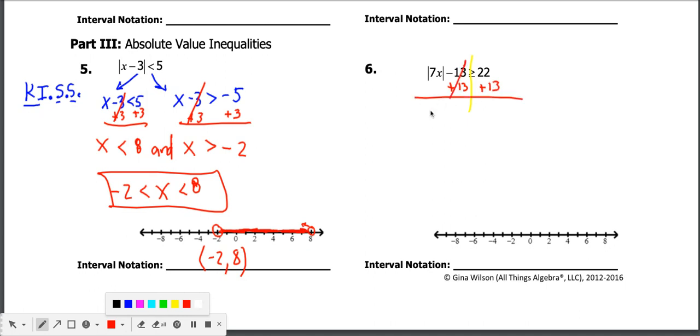Okay, these cross out, so I have absolute value of 7x. Keep your absolute value right now. We're not splitting it quite yet. And you're going to say greater than or equal to 13 plus 22. You're going to take those two right there and add them together, and you get 35. And so right here, we're going to go 35. Now that my absolute value is by itself on one side, now I'm going to split it.